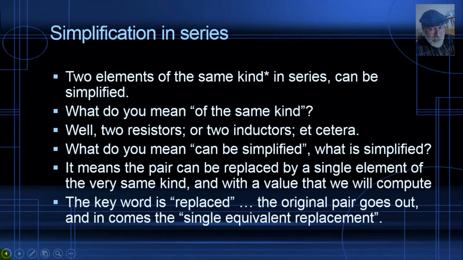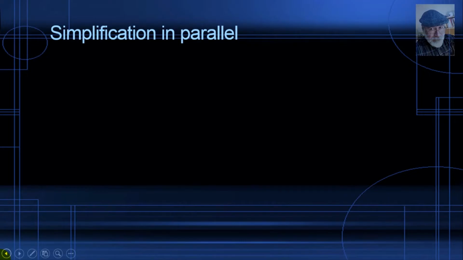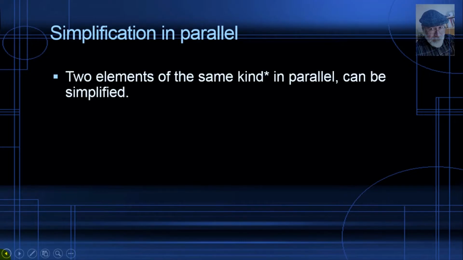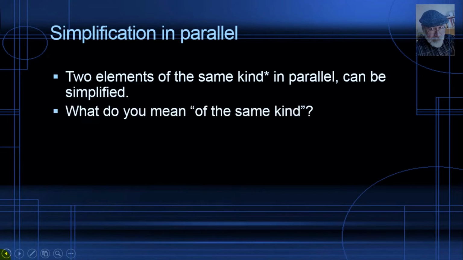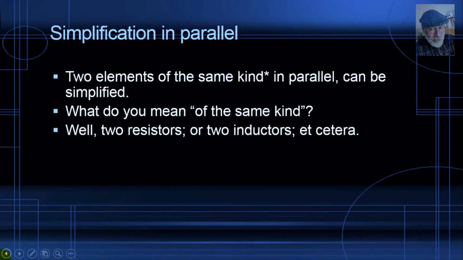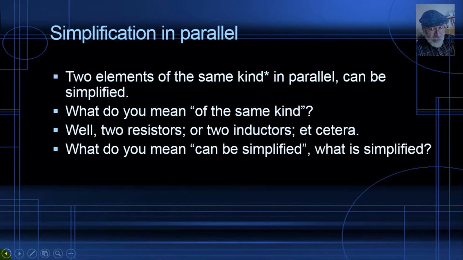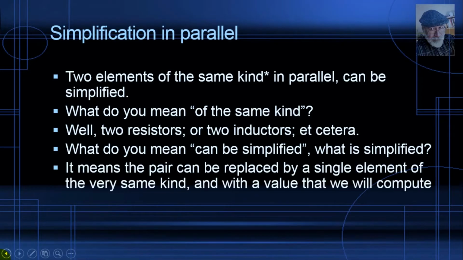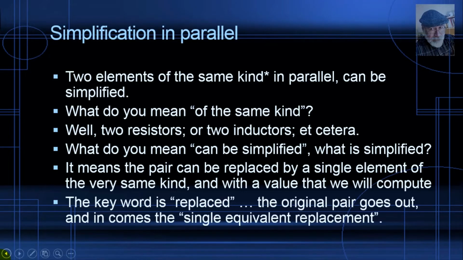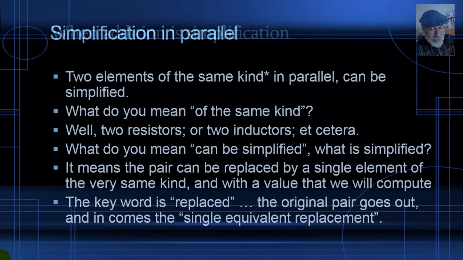The key word here is replaced. You see, the original pair of elements is removed, it goes out, and in comes the single equivalent replacement. In parallel, the same thing. Two elements of the same kind connected in parallel can be simplified. Again, the same kind means both are resistors, both are inductors, etc. And simplified means the usual. We'll remove the two elements in parallel and replace them by a single element whose value we will compute.